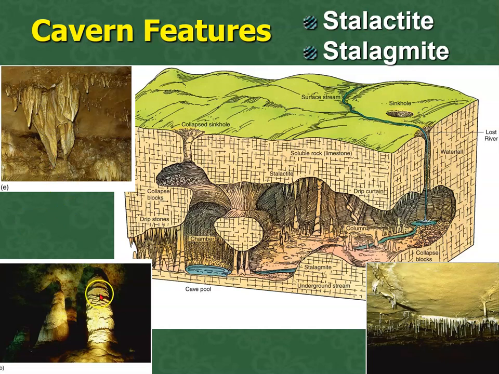So over time, every time it drips, leaving a piece and then it falls, you get these features hanging down from the ceiling. And then when it hits the floor where it splashes, you get these features that build up from the cavern floor towards the sky. So the feature hanging down from the ceiling is a stalactite. It's holding tight to the ceiling. A stalagmite comes up from the floor.